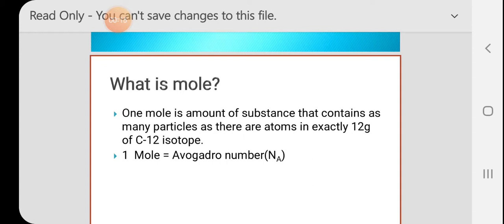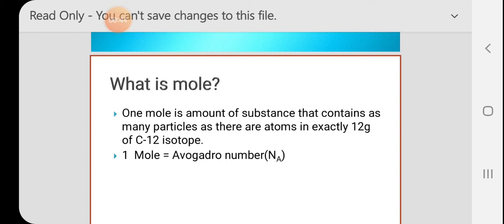Student, today we are going to discuss one of the most important concepts, mole. So first of all, let us see what is mole. 1 mole is the amount of substance that contains as many particles as there are atoms in exactly 12 gram of C12 isotope. C12 isotope means, you know very well that carbon has 3 isotopes.